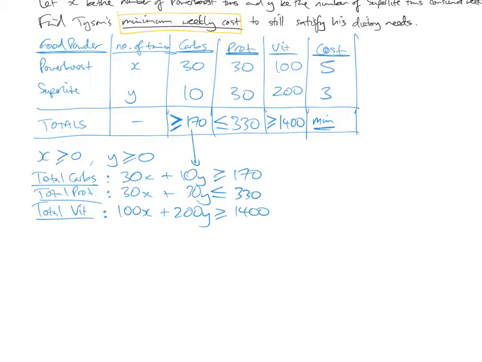And before we start drawing the graph, we need to decide on an objective function. What are we trying to maximize or minimize? The objective function is the total cost, and it's going to be as minimal as possible. Total cost is represented by $5 for every tin of Power Boost plus $3 for every tin of Superlight. So 5x plus 3y is the objective function, and we're trying to minimize that.